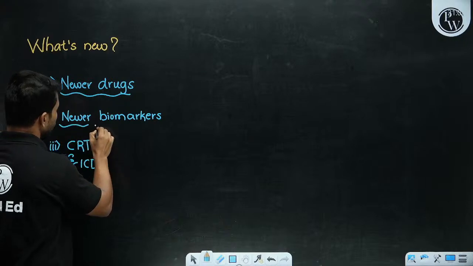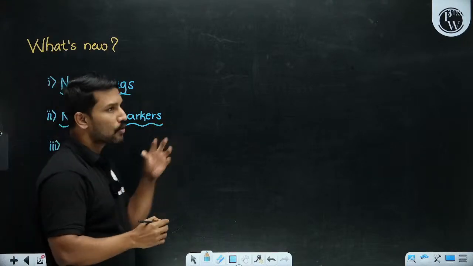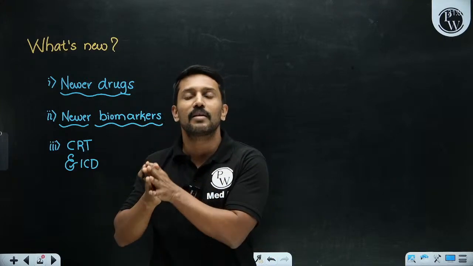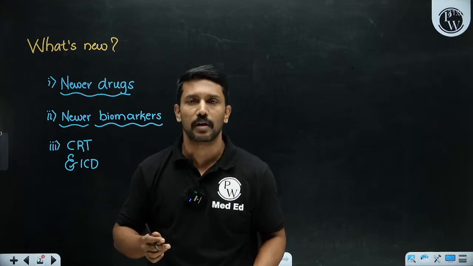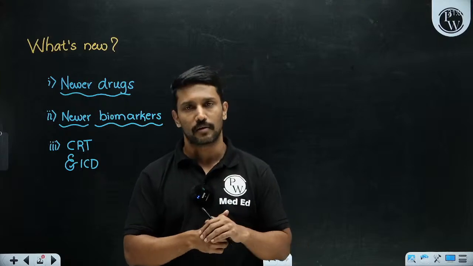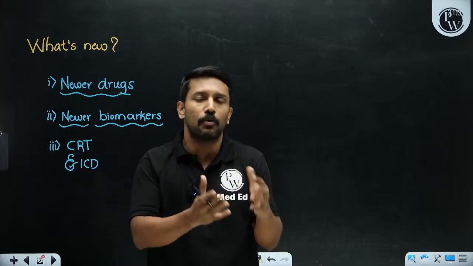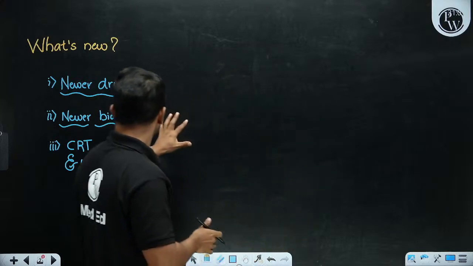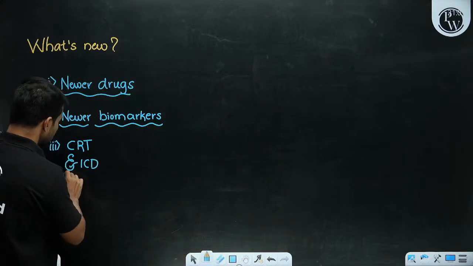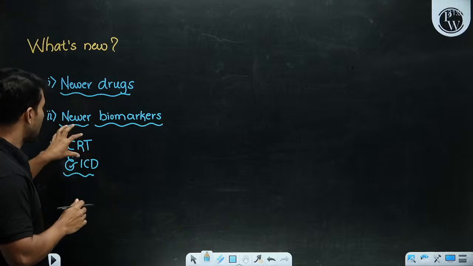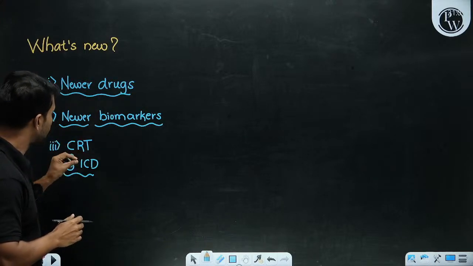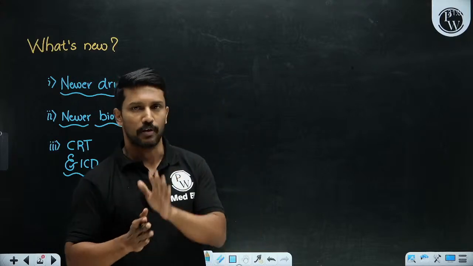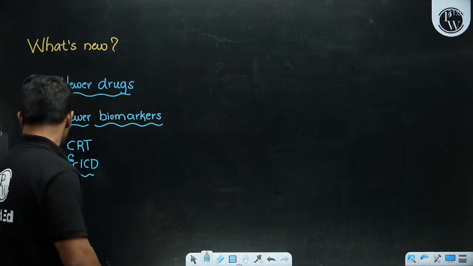And then for the diagnosis or prognostication of heart failure, we have been standardly using BNP or N-terminal proBNP as the prognostic marker as well as the diagnostic biomarker. But obviously there was a need for some more biomarkers which can help us diagnose or prognosticate. So have we developed any newer biomarkers? And then there is something called cardiac resynchronization therapy and implantable cardioverter defibrillator. What is their role in the management of heart failure? That is what we will discuss today. We will begin with the newer drugs.